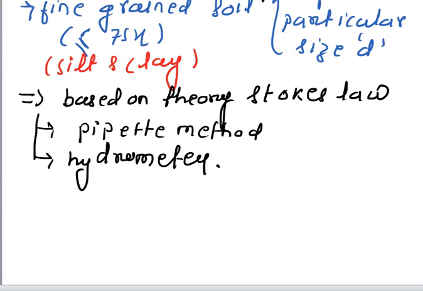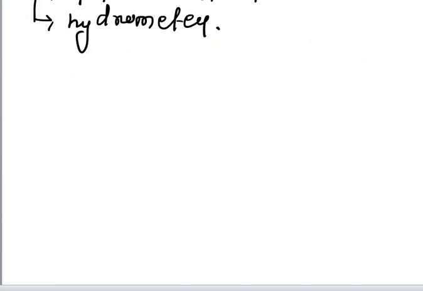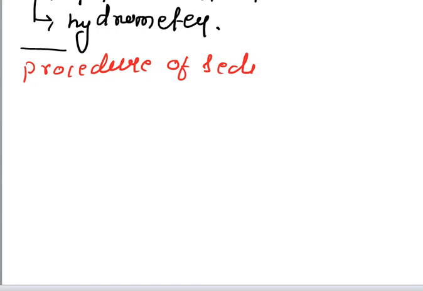But prior to going over these two methods in detail, we will try to understand the general procedure of sedimentation analysis. What is the general procedure?